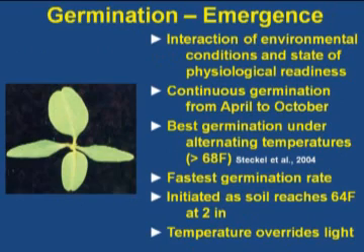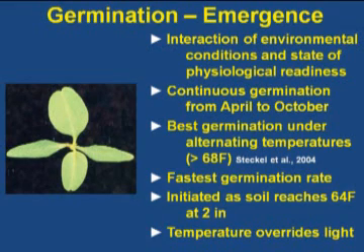If we look at the germination and emergence of Palmer, if we just define what germination means, we're just saying that it's an interaction of the environmental conditions, light, moisture, and temperature, and the physiological state of readiness of that seed. So when all those line up, here comes your plant. It's a continuous emerger all the way from April to October. It best emerges usually in alternating temperatures greater than 68 degrees Fahrenheit. And guess what? Palmer is always the first of all those pigweeds that come out of the ground.